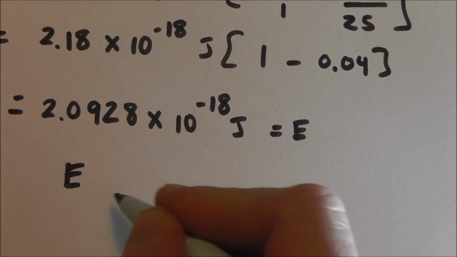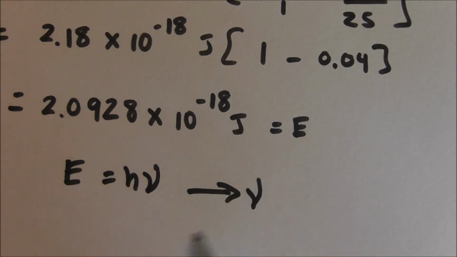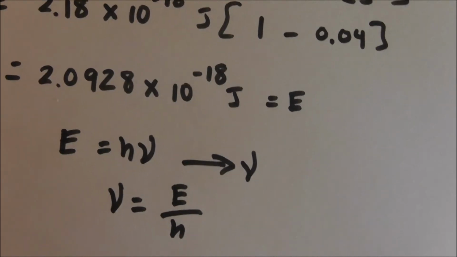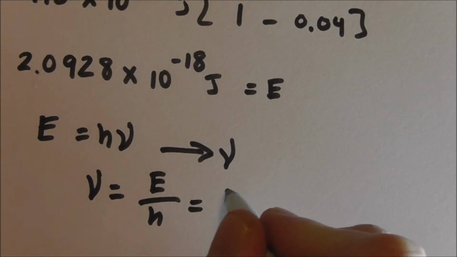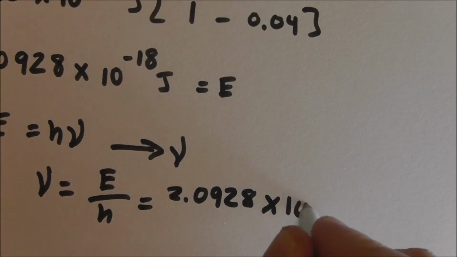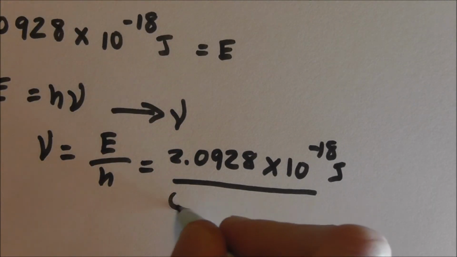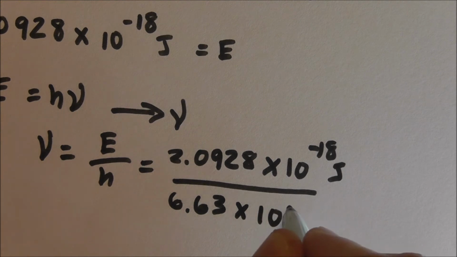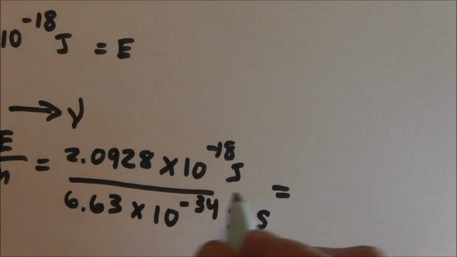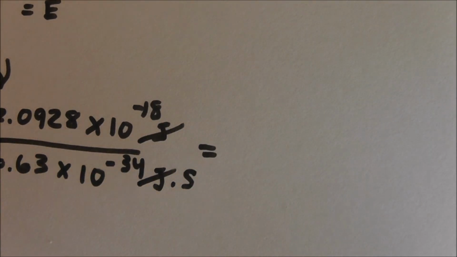So E equals h times frequency. Let's go find frequency. Frequency equals E divided by h. The energy is 2.0928 times 10 to the minus 18 joules, divided by what we call Planck's constant, which is 6.63 times 10 to the minus 34 joules times seconds. And we'll get our frequency. The joules will cancel, leaving inverse seconds, which means waves per second or cycles per second.